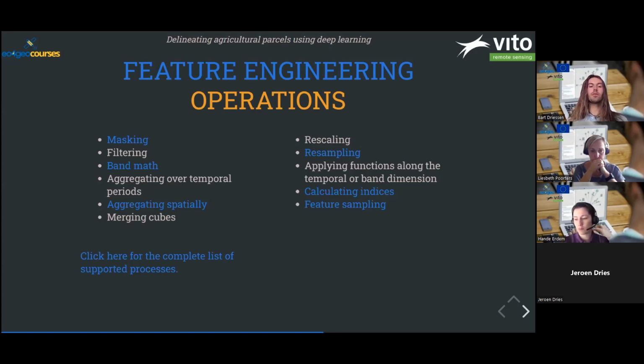You can merge cubes. For example, if you have Sentinel-1 data and Sentinel-2 data, and you calculate some features over them and you want to merge them together, that's possible. You will need resampling, by the way, because they have a different spatial resolution. So that's something that you can do as well. You can also rescale your data, which is useful for computational purposes. You can apply functions along different dimensions, for example, the temporal or the band dimension. This will be very useful also when doing machine learning.